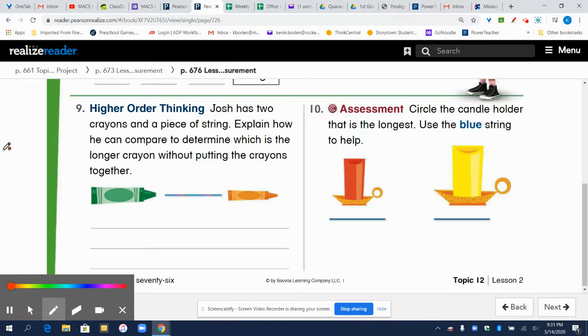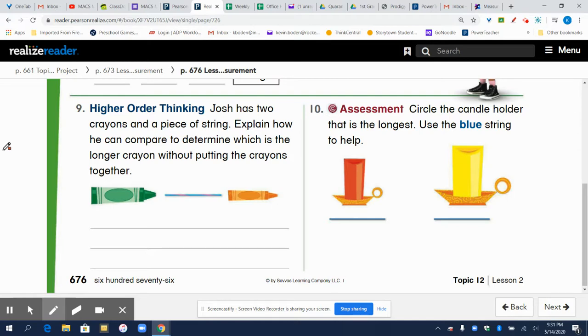All right, 2 questions left. Higher order thinking. Josh has 2 crayons. You can see there's 2 there, a green one and an orange one, and a piece of string. Explain how he can compare to determine which is the longer crayon without putting the crayons together. Well, guess what? That's what we've been doing the whole time. So what Josh could do is use that string to measure the green crayon and the orange crayon, right?